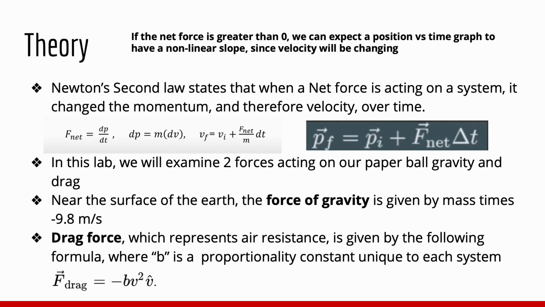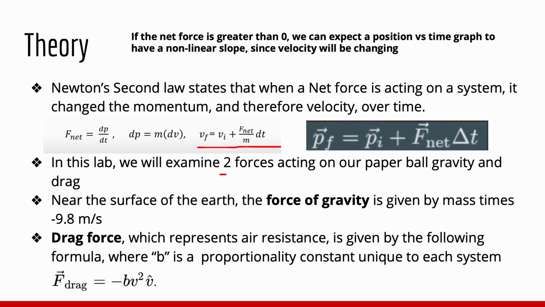Newton's second law states that when a net force is acting on a system, it changes the momentum and therefore velocity over time. This can be seen in the velocity update formula here. If the force is non-zero, we can expect a position over time graph to have a non-linear slope, since the velocity is changing. In this lab, we will examine two forces acting on our paper ball, gravity and drag.